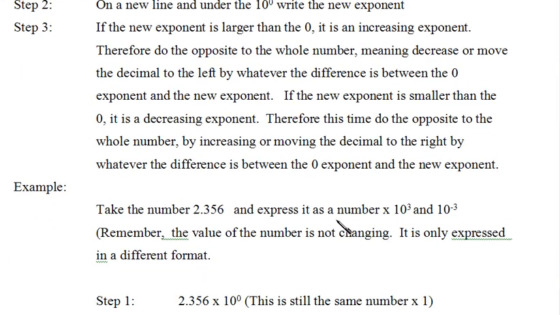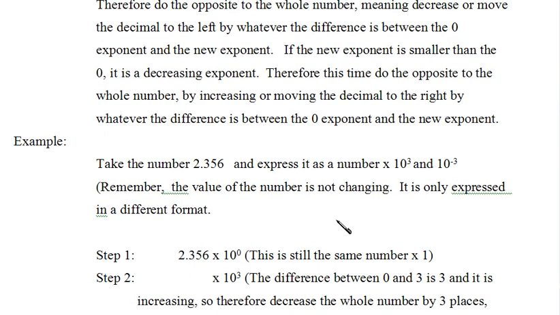So why do we need to do this? Well, lots of times we have a number and we have to express it in a different form so that we can use one of the metric prefixes. For instance, this one already would be using a metric prefix, but let's say we just wanted to express it as a number times 10 to the third and as 10 to the minus 3. So the number that we have is just 2.356.